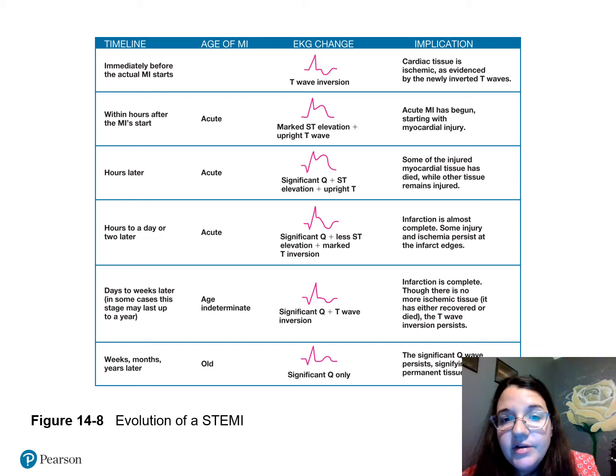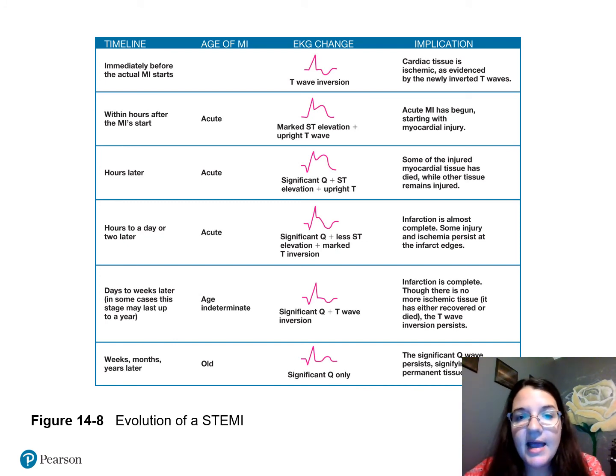Hours later, so I've started to have a heart attack. Within hours after the start of a heart attack, my Q is going to become significant. Remember, your Q is your negative deflection. So hours later, we're also in the early stages of a heart attack. We're going to say that with ST elevation, an acute MI has begun, and it's going to start with your myocardial injury.